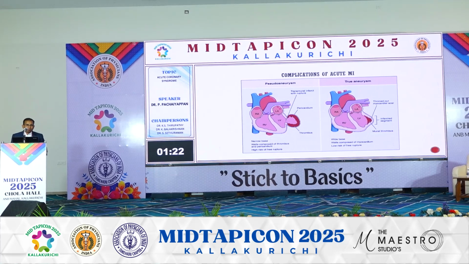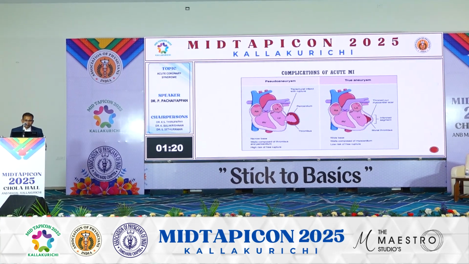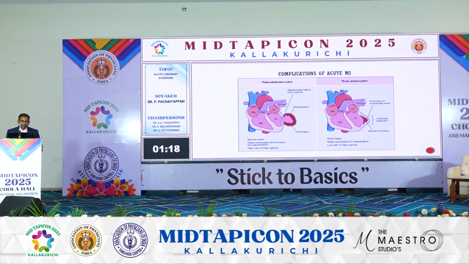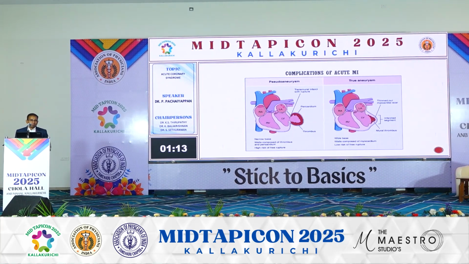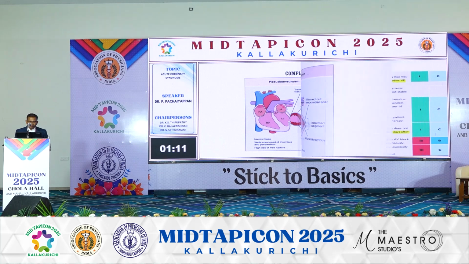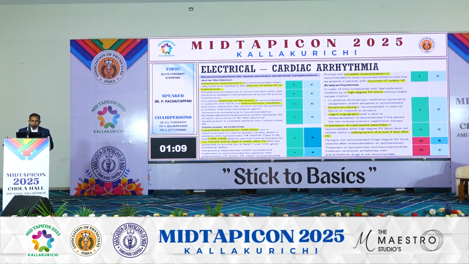A word about true and false aneurysm. False aneurysm happens due to a rupture contained by the pericardium, whereas true aneurysm is due to apical bulging. Both can lodge a thrombus. And the common arrhythmia which we come across is atrial fibrillation, up to 15%. If the patient is having hemodynamic instability, you have to give a DC shock.